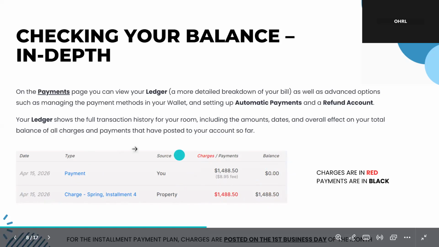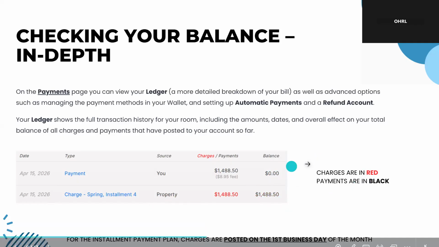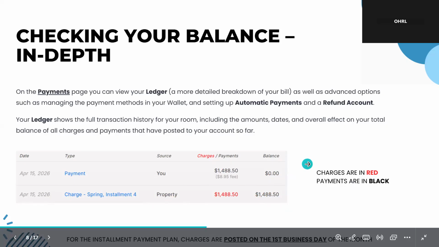So this is what it looks like. This is what you want to see when you log into your ledger of a successful payment. Basically, charge came in here, payment came in here, this minus this equals this. Love to see it. Again, charge is red, payments black. Very straightforward. I like it a lot.